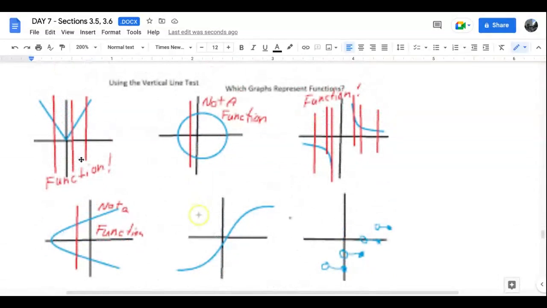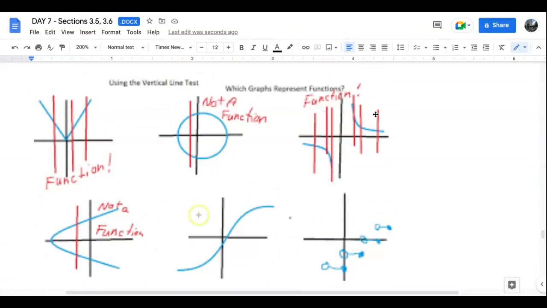Let's say we have those six graphs. The first one is a function. Why? Because anywhere you put a vertical line, it only crosses the graph once. A circle is not a function. Why? Because if we put a vertical line somewhere, we see it cross two points. So a circle can be made into two functions, but it's not one function.